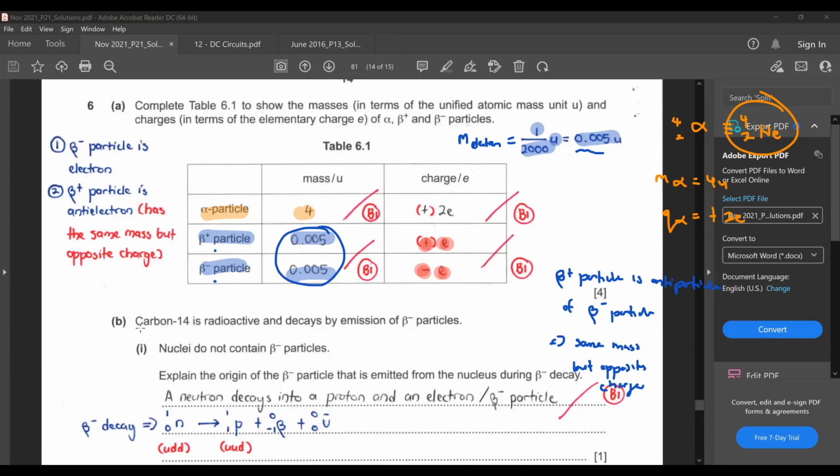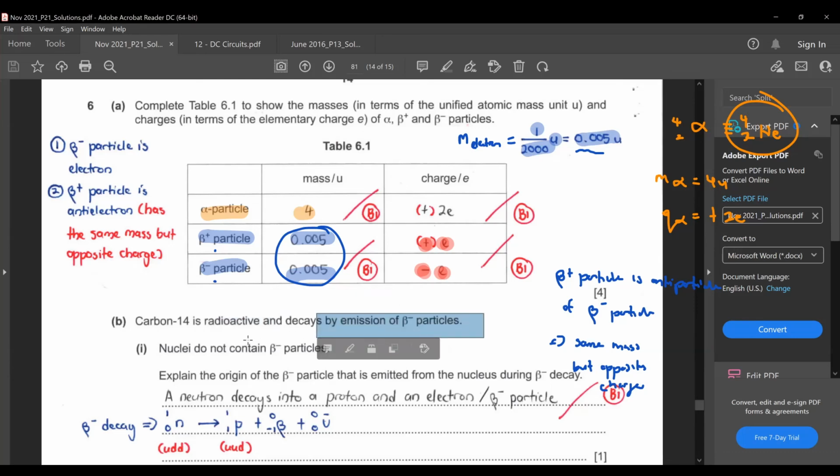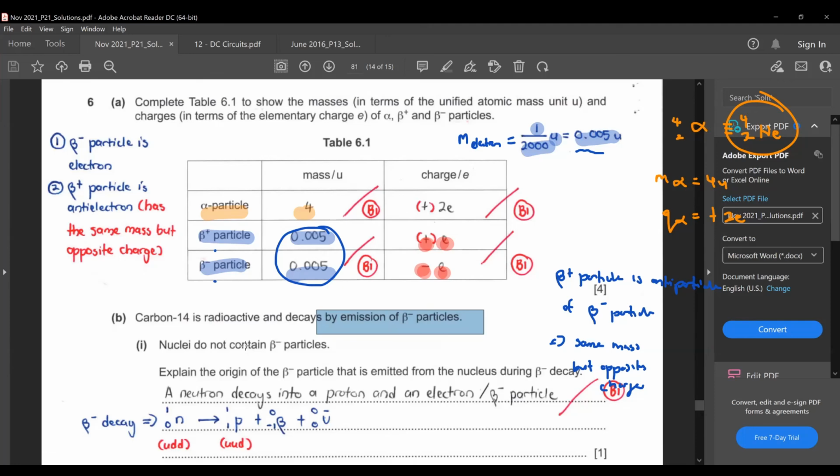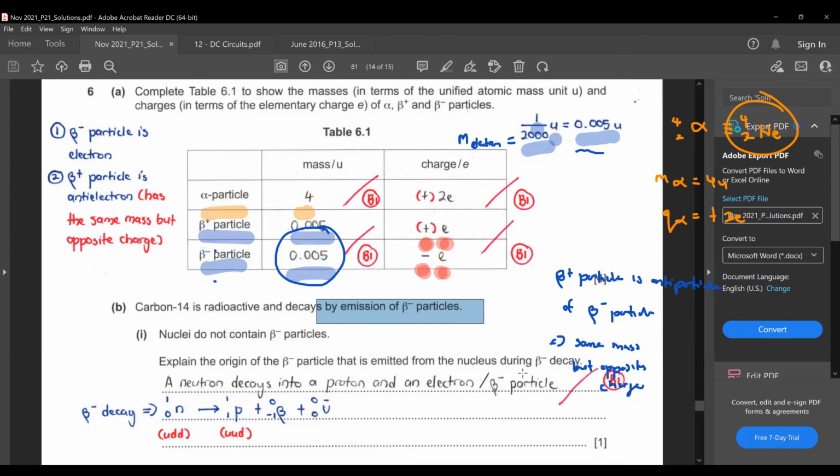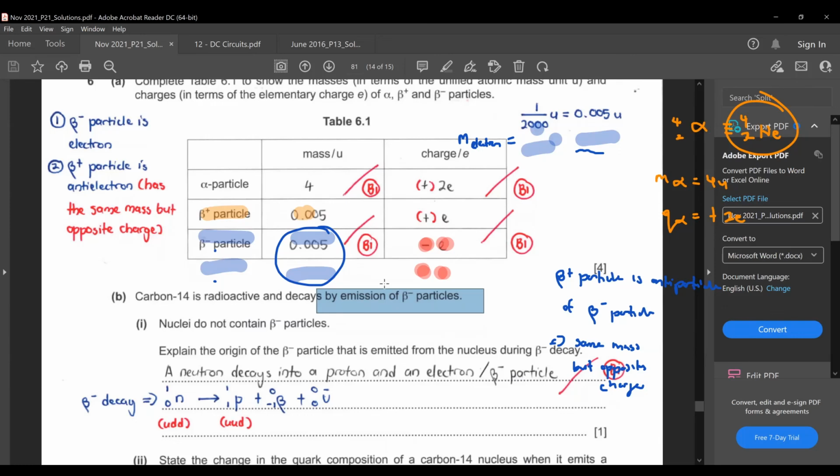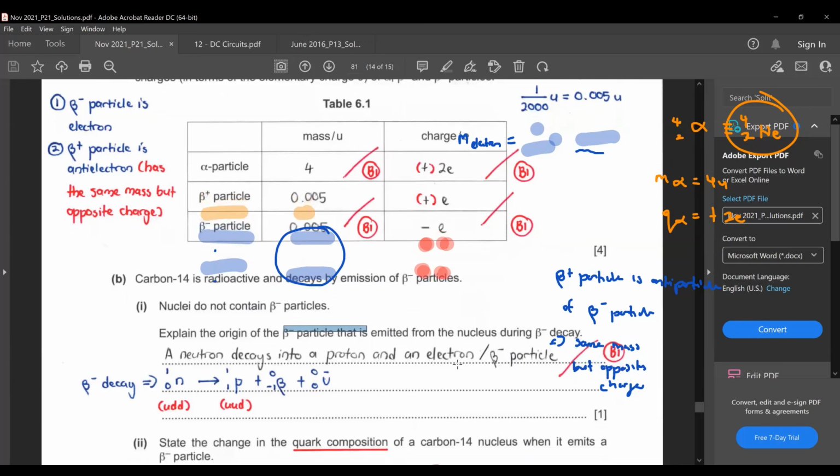Part B tells you that carbon-14 is radioactive and decays by emission of beta minus particles. Nuclei do not contain beta minus particles. Explain the origin of the beta minus particle that is emitted from the nucleus during the beta minus decay. So you're talking about emission of beta minus particle. It was not originally contained inside the nucleus, so they're asking how did this beta minus particle suddenly come about? It wasn't contained inside the nucleus in the first place.